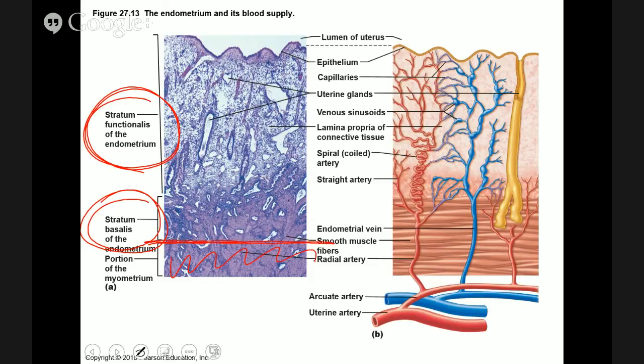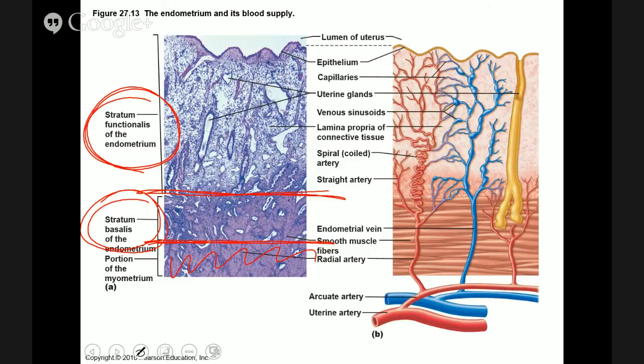And that stratum basalis is kind of always there. It's always there, same thickness. This is kind of like that base layer. It's made up of cells that continually produce more cells and more cells and more cells. Kind of like the stratum basale of the epidermis, if you think back to that. That's kind of like what the stratum basalis is.